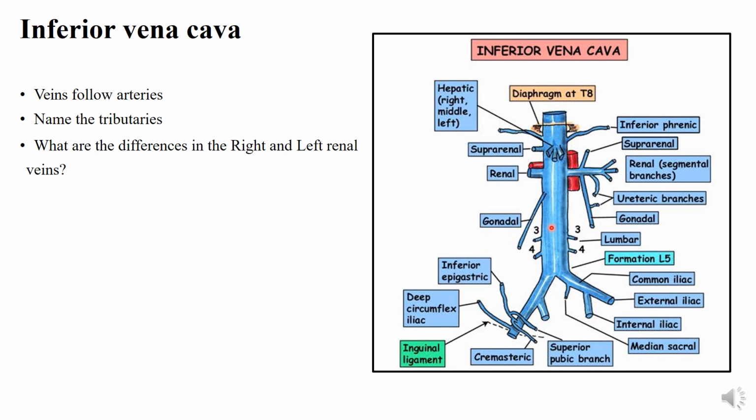But here I want you to appreciate the differences between the right renal vein and the left renal vein. On the right, the renal vein directly joins the inferior vena cava, while on the left side it receives some branches from the suprarenal vein, some branches from the gonadal vein, and also some ureteric branches. And you can see that the left renal vein is longer than the right renal vein.